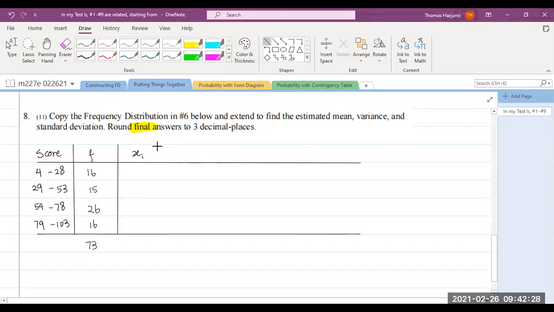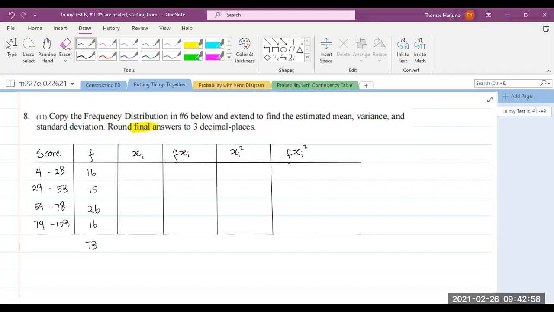From the midpoint, you multiply that by the frequency. Then from there, you square the midpoint. And then multiply by the frequency. Do you remember this from last week?